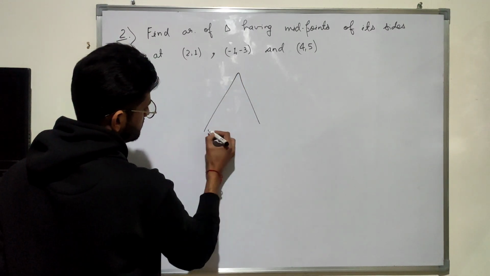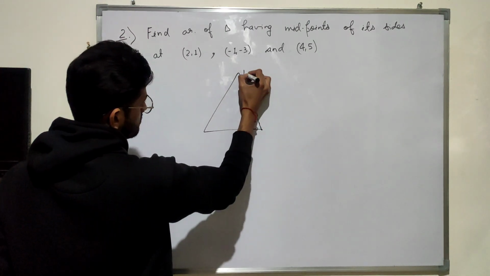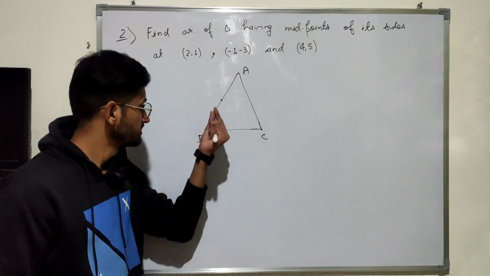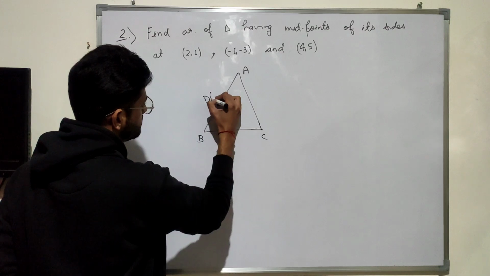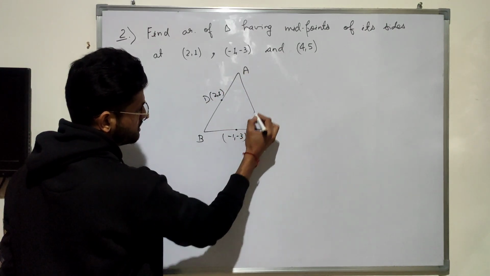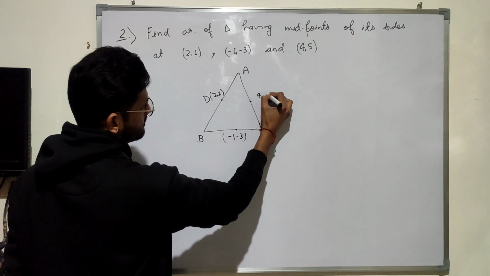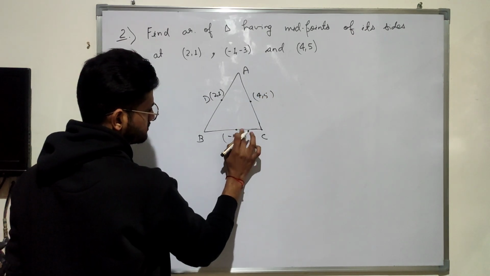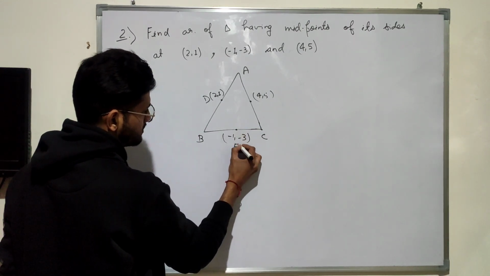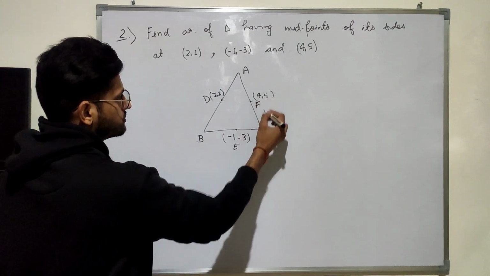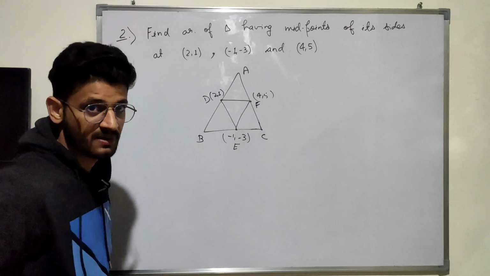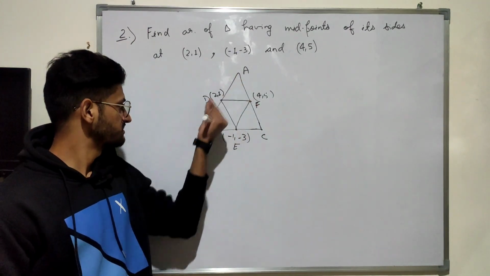Let's say we have triangle ABC. In this case we have been provided the midpoint of side AB. Let's say this is point D (2, 1). The midpoint of BC is (-1, -3), let's say this point is E. Similarly, the midpoint of AC is (4, 5), this is F. So we have been given the coordinates of D, E and F, and we need to find the area of triangle ABC.